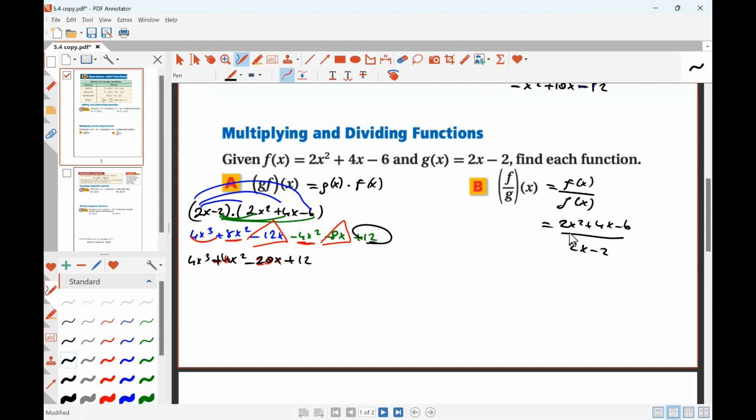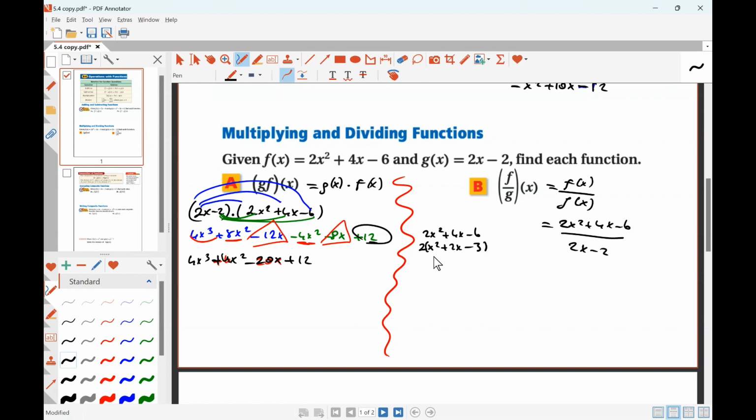I have to factorize the top. So let's try to factorize the top. Take the top, which is 2x squared plus 4x minus 6. I can take 2 out as a common factor. 2 is common for every term here. 2 is out. So x squared plus 2x minus 3 remains.